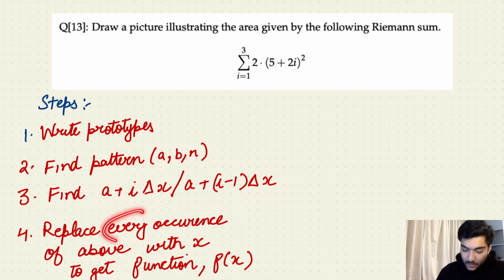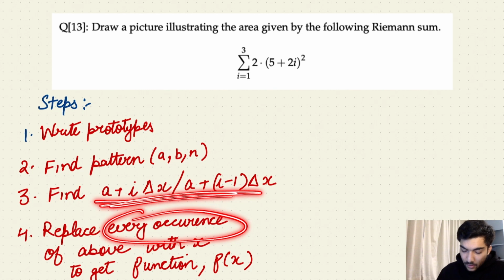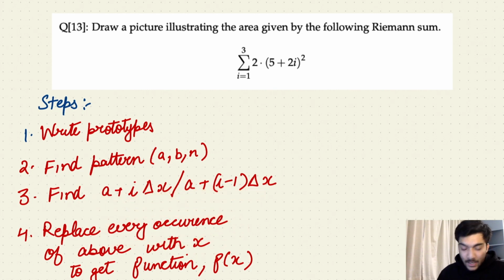Once you have found this pattern in your Riemann sum, you'll replace every occurrence of this pattern with just x, and by doing that you'll basically get the function f(x). After you've got the function, you already know the endpoints, so you'll easily be able to sketch the graph of the function based on f(x) and the endpoints given, right? Don't worry if all these steps sound confusing. We'll cover each and every step in detail when we solve this question. So let's move on to solving this question.